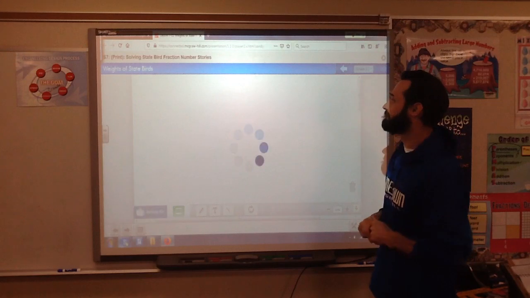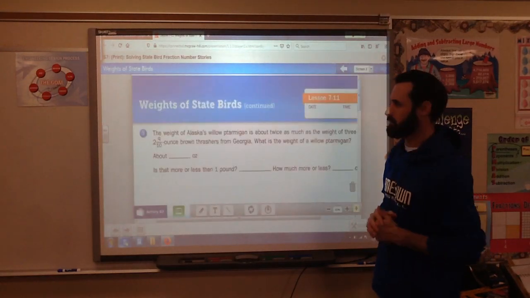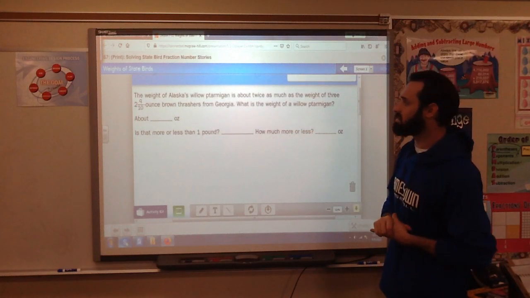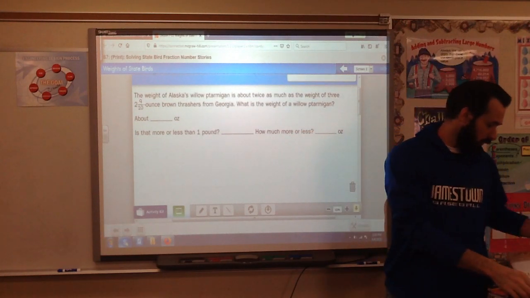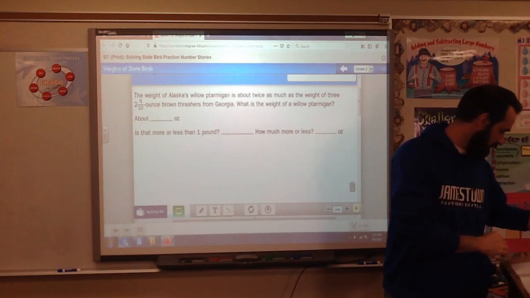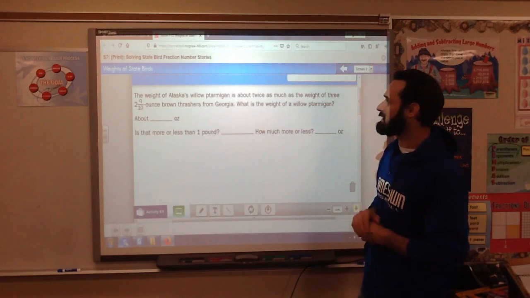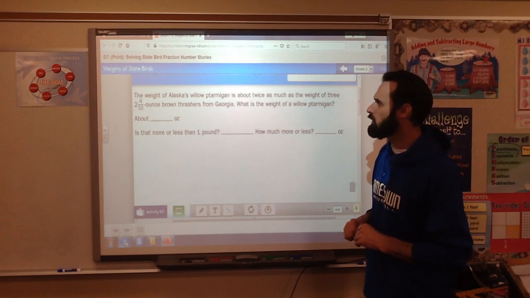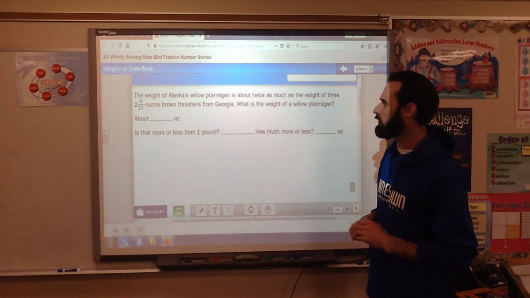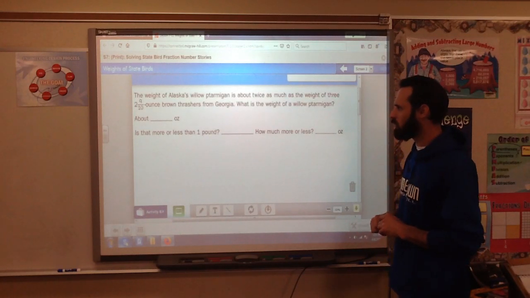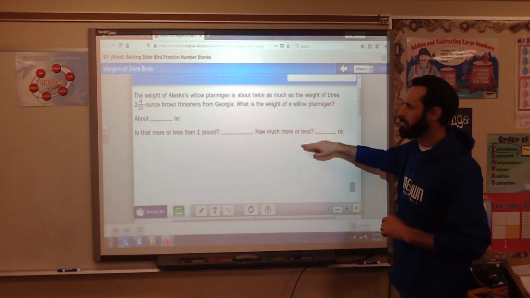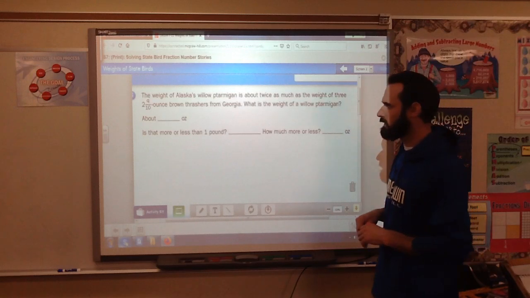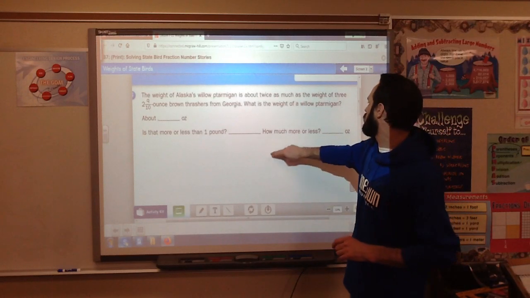One more problem. If this loads. All right, last one. This is one page ahead. We were on page 258, now we're on page 259. The weight of an Alaska willow ptarmigan is about twice as much as the weight of 3 2 9/10 ounce brown thrashers from Georgia. What is the weight of a willow ptarmigan? I know it looks like ptarmigan, but you don't say the P, it's a silent P. Ptarmigan.